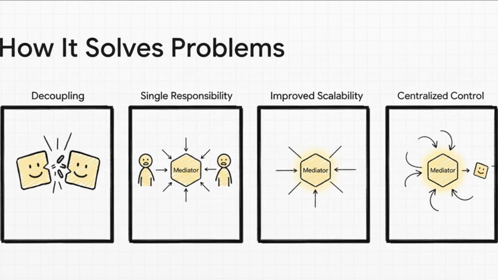Well, let's break it down. First, your objects are decoupled because they only need to know about one thing, the mediator. This makes your code so much easier to reuse and test. It also means you can add a new user just by plugging them into the central hub. That's scalability. And finally, you get centralized control. All the communication rules live in one place, which makes finding bugs or changing logic way, way simpler.